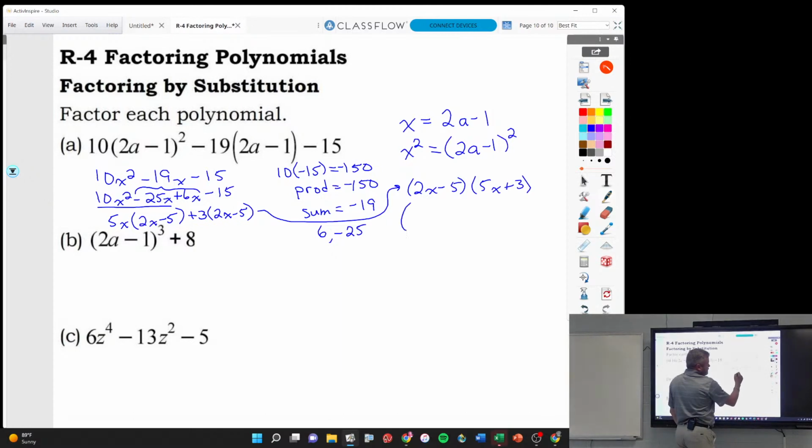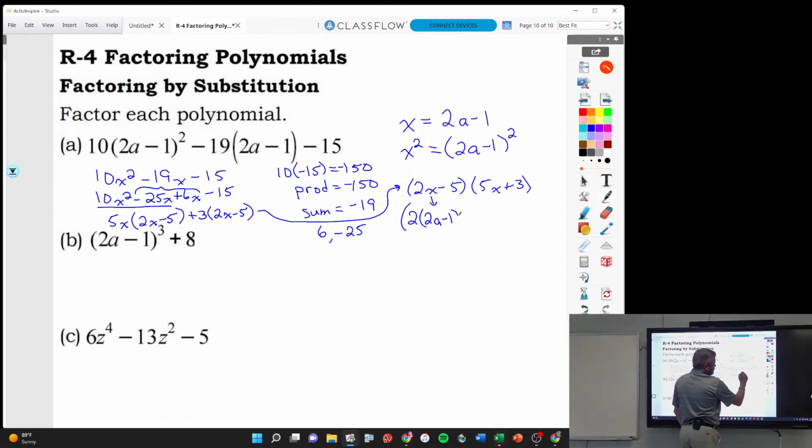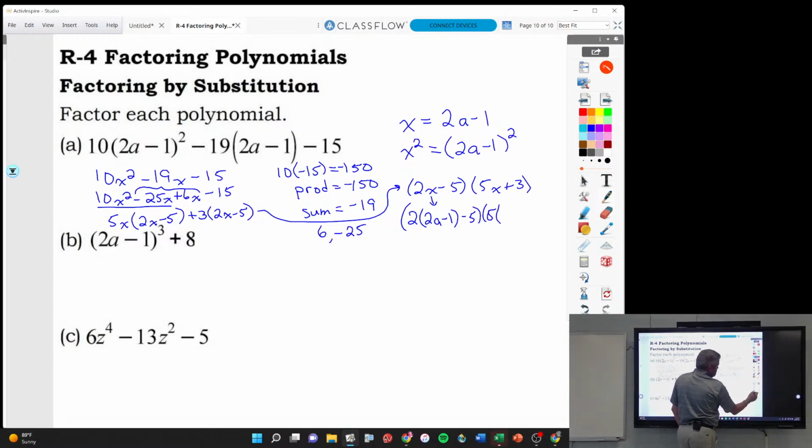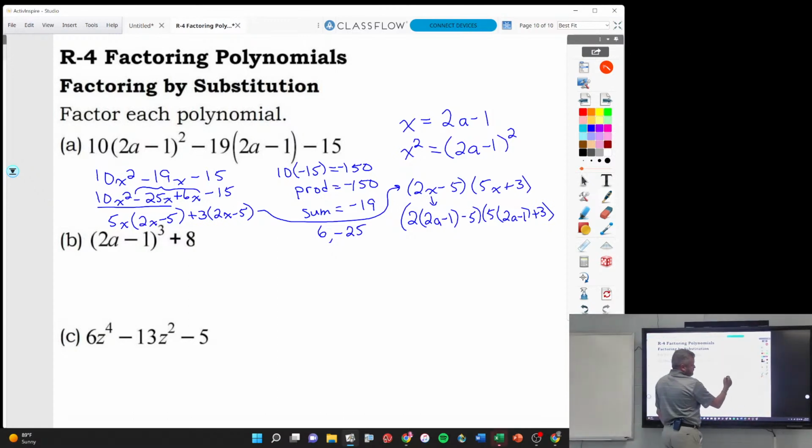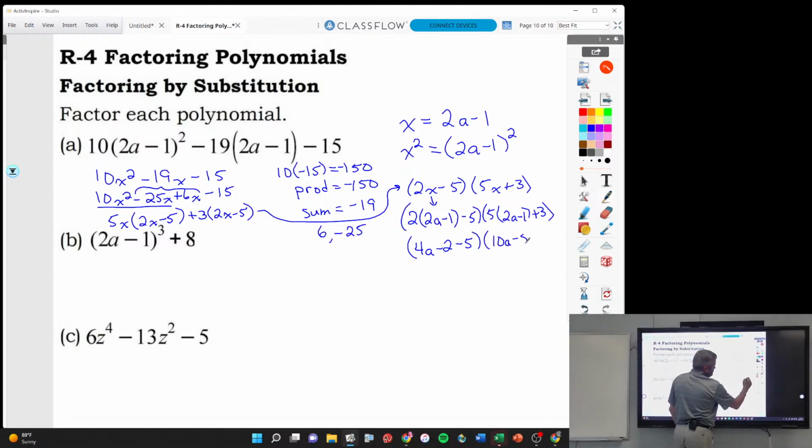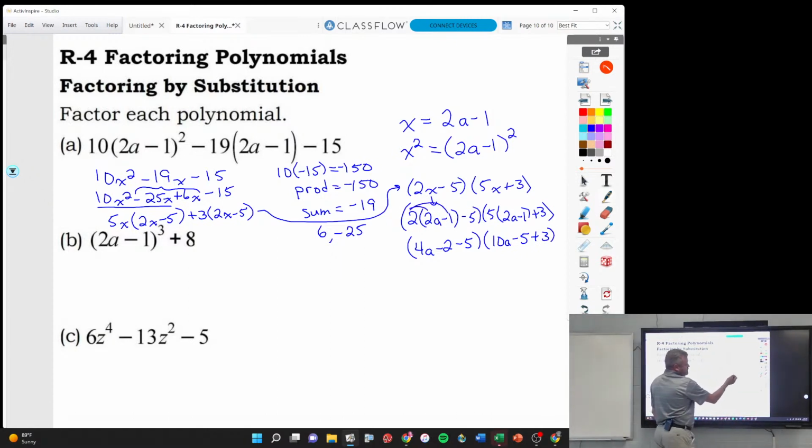So what I really have here is 2 times, here's my x, but x is 2a minus 1, minus 5, times 5 times 2a minus 1 plus 3. Distributing that 2, 4a minus 2 minus 5 times 10a minus 5 plus 3. So I distributed the 2 to the 2a, distributed the 2 to the minus 1, and that's where the 4a minus 2 came in. But I still had that minus 5 that's kind of going along for a ride.